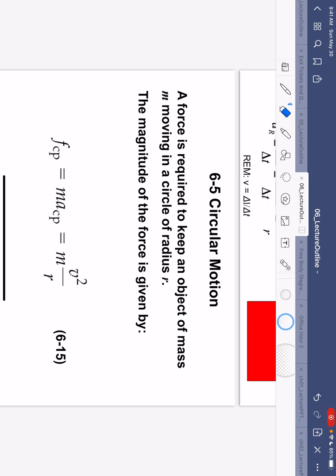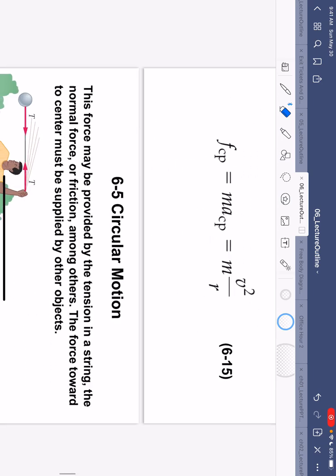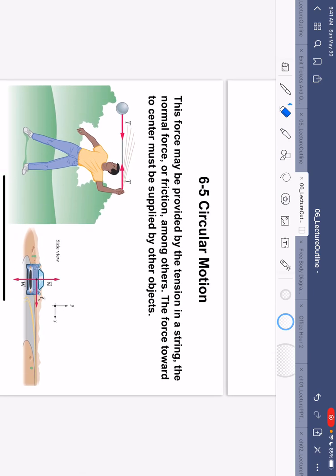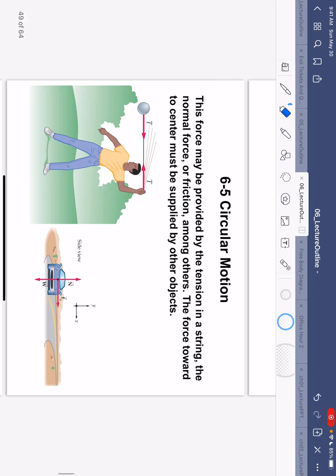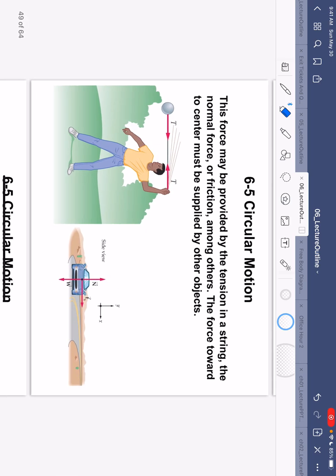Now, the nature of this force can be like that we might have so many different forces, like for the earth, for example, going around the sun. This is of course gravitational force. I can keep an object or like a stone moving in a circle by tension. I can use friction. I can use like so many things to keep it in circular motion. By the tension in the string, the normal force, friction, among others. The force toward the center must be supplied by other objects.